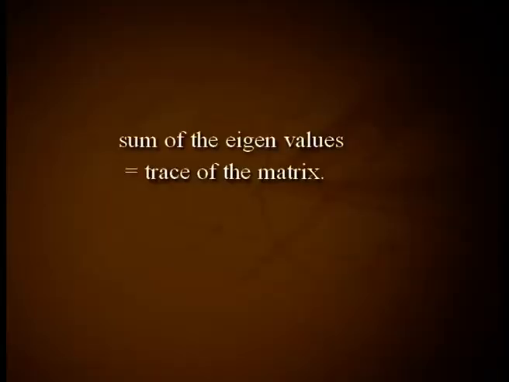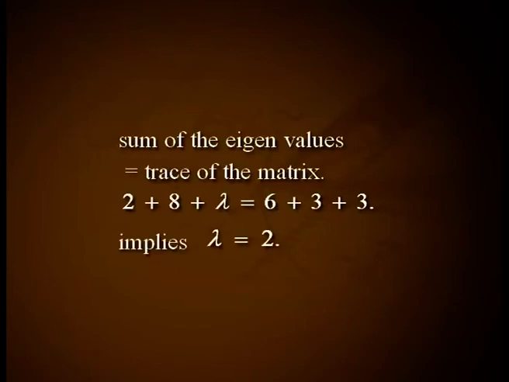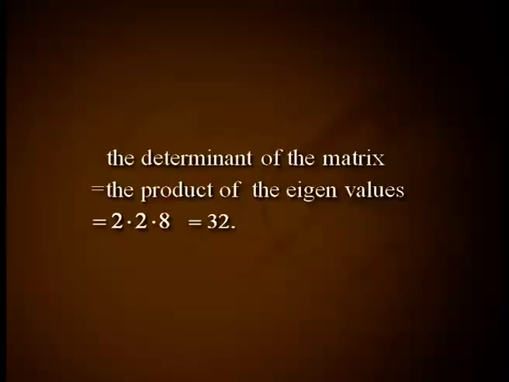Solution. Let lambda be the third eigenvalue. By the previous theorem, sum of the eigenvalues is equal to trace of the matrix. Therefore, 2 plus 8 plus lambda equal to 6 plus 3 plus 3 implies lambda equal to 2. Hence, all eigenvalues of the given matrix are 2, 2, 8. Again, by the previous theorem, the determinant of the matrix equal to the product of the eigenvalues, which is equal to 2 into 2 into 8, which is equal to 32.